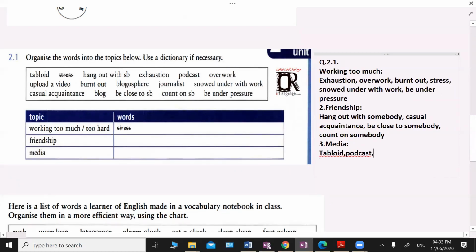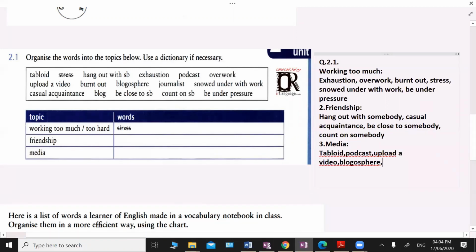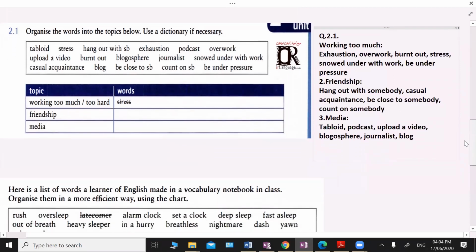Next, upload a video. Then blogosphere. Journalist, yes. And then blog. That's right. So here we have all these words at the right places, and you can categorize them according to three different categories. Okay, I hope it's clear.